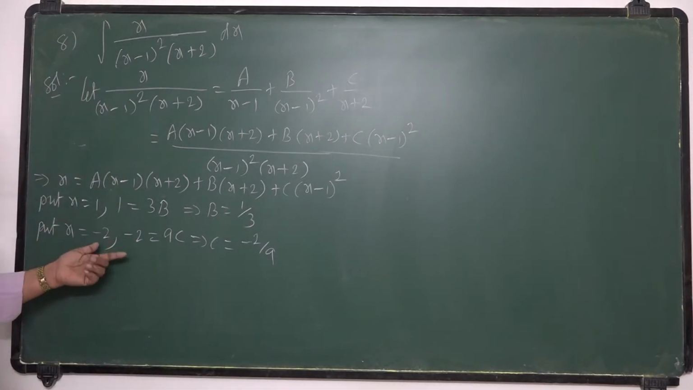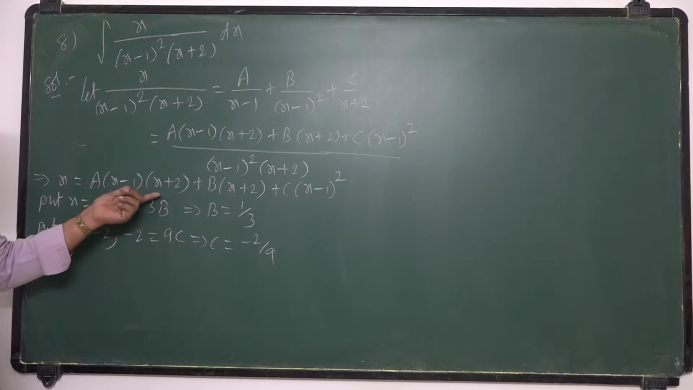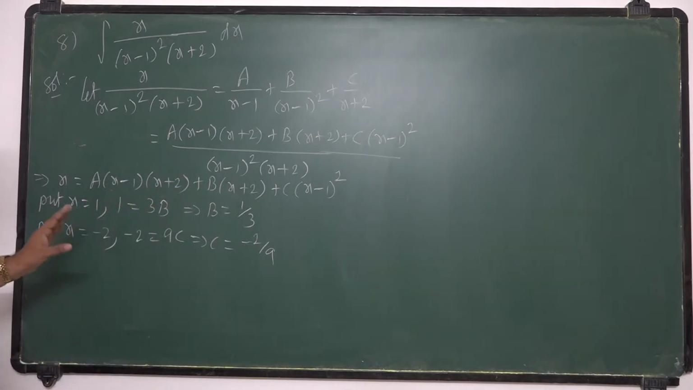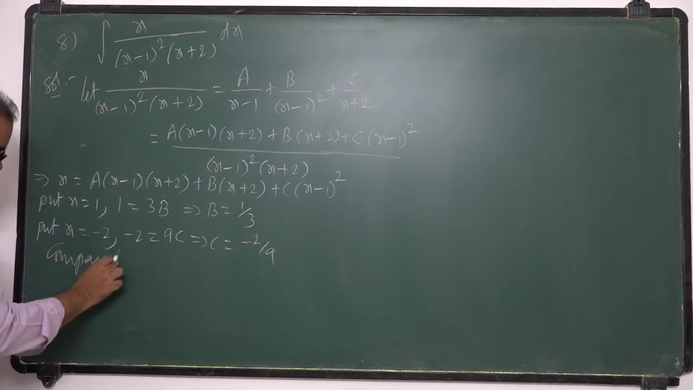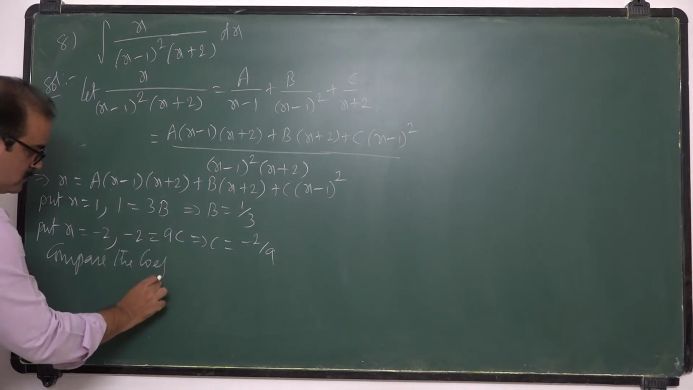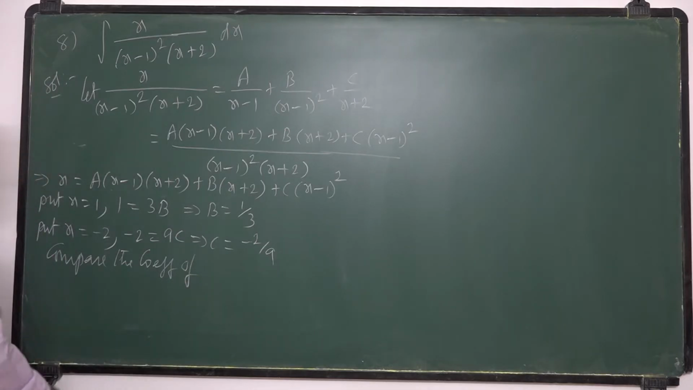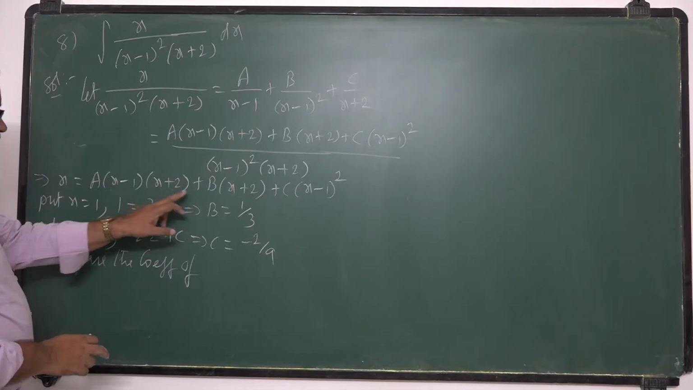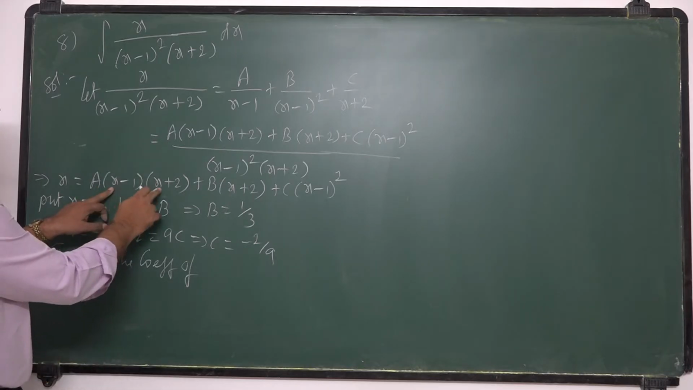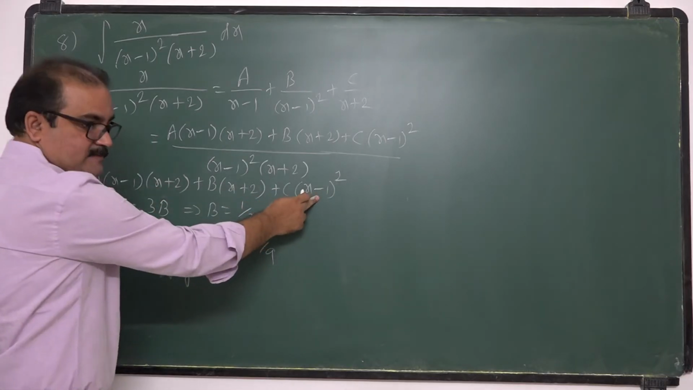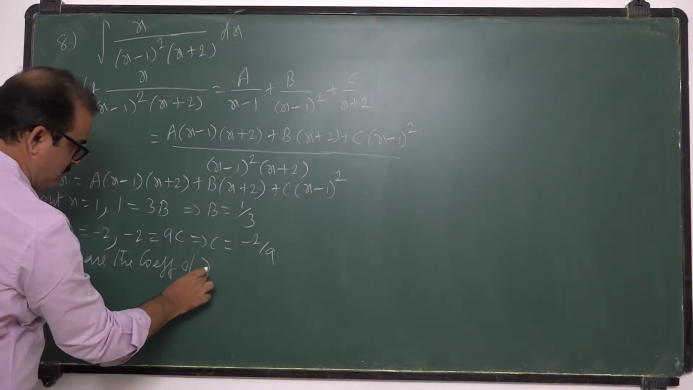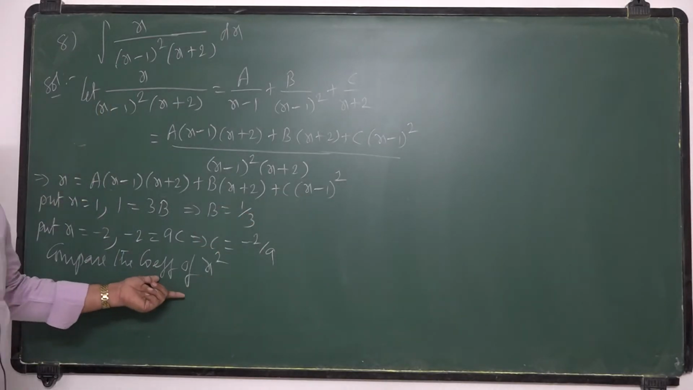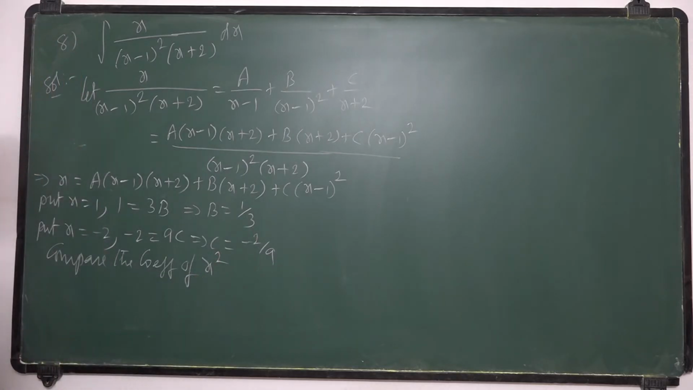Now we can't give any value to x to make any term 0. In this case, you compare the coefficients. Compare the coefficient of the highest power of x. What is the highest power of x? In RHS, x into x gives x square. In this expansion also there is x square. First compare the coefficients of x square. Here there is no x square term in LHS.